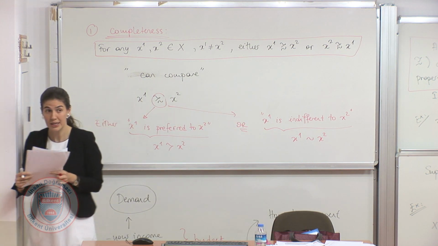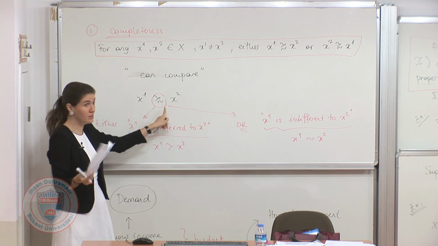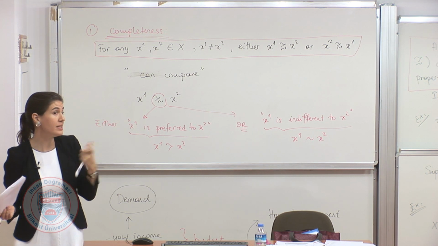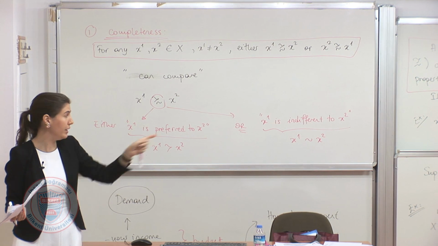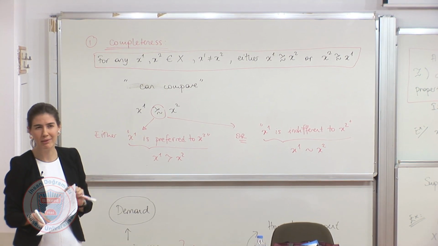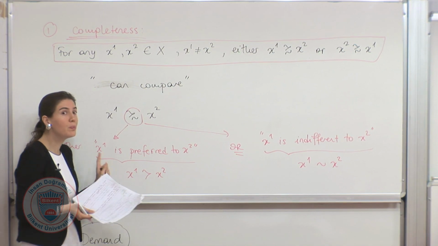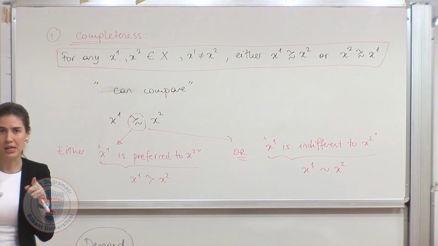So you see that this at least as good as actually includes two cases. One case where you are indifferent between bundles x and z, or a case where you strictly prefer x to z, okay?